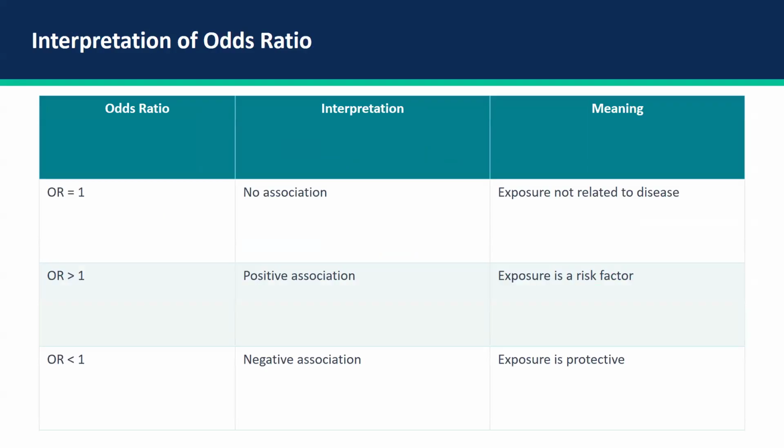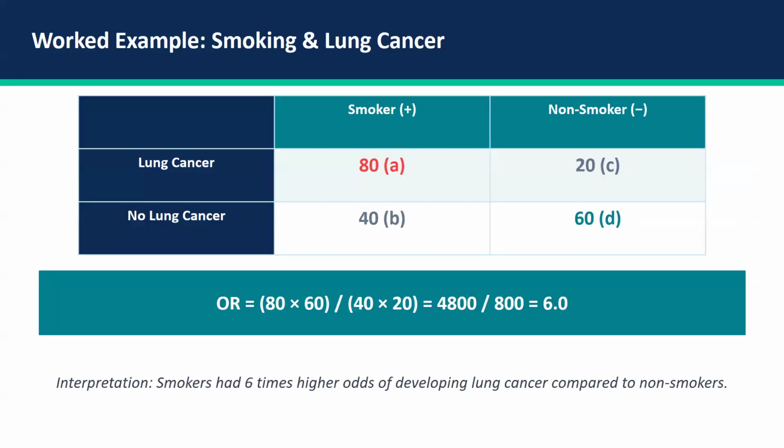So the interpretation of the odds ratio is that if it is equal to 1, this means there is no association, meaning exposure is not related to the disease. If the value is more than 1, then it has a positive association, meaning the exposure is actually a risk factor for the disease under study. And if the value is less than 1, then the association is negative, meaning the exposure is basically protective for the disease under study.